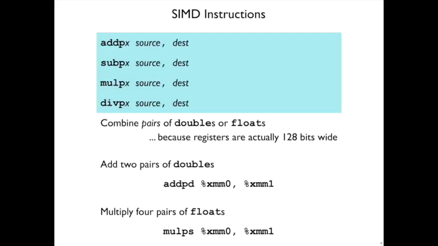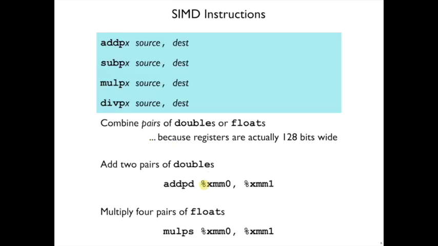x86-64 also provides some SIMD instructions to work on floating point numbers. SIMD means single instruction, multiple data. So these are like the addS and subS operators that we saw before, but the ones with a P multiply more than one pair of numbers together or add more than one pair of numbers.